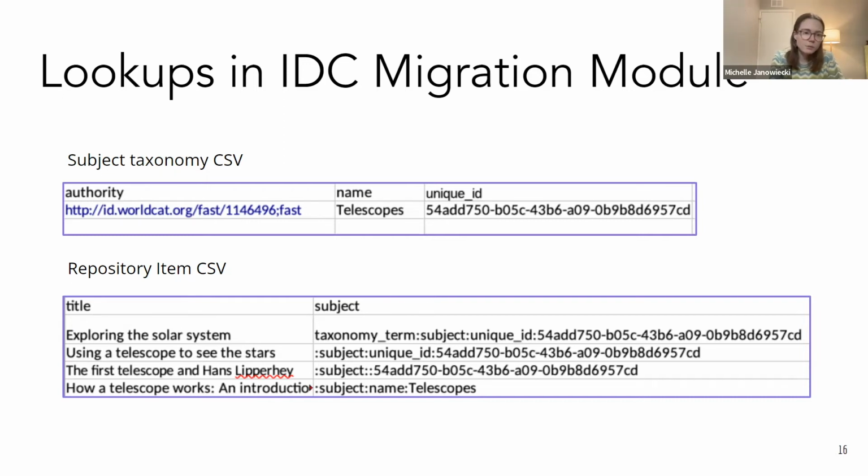Alternatively, you can look up your terms by another field. So we have the name field up here in the subject taxonomy, and as long as that's unique, you can use it. So if I don't want to type out a unique ID that is unreadable by humans, I can type out telescopes as long as I change that field. And that is also how we link repository items and collections, is through this quad lookup format, as well as linking the media to the repository items.